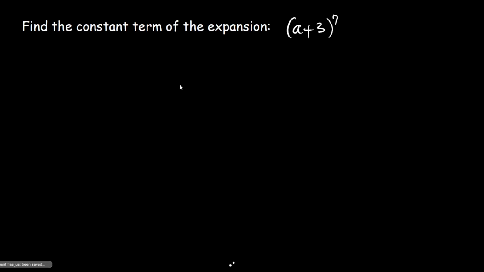In this video, we are going to be solving problems on binomial expansion. Now let's look at this example. Find the constant term of the expansion (a + 3) raised to the power of 7.